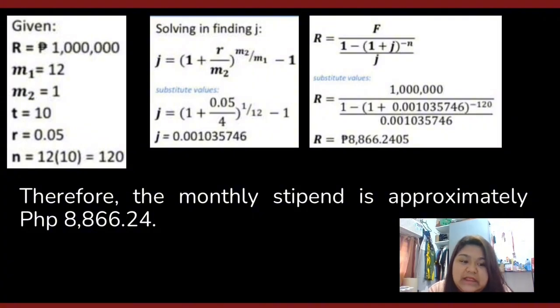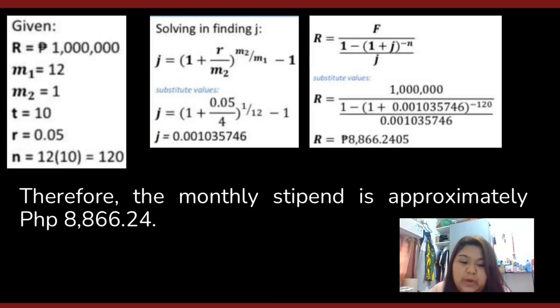So for us to get that, let's have the formula. R is equal to F over 1 minus the quantity of 1 plus J raised to negative N, over J. So let's just substitute all of the given values, and if you go ahead and key in those details in your calculator, we have our R is equal to 8,866 pesos and 24 centavos.